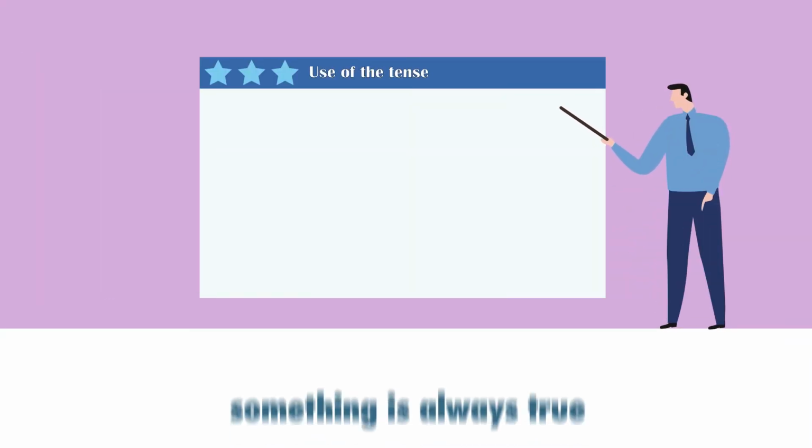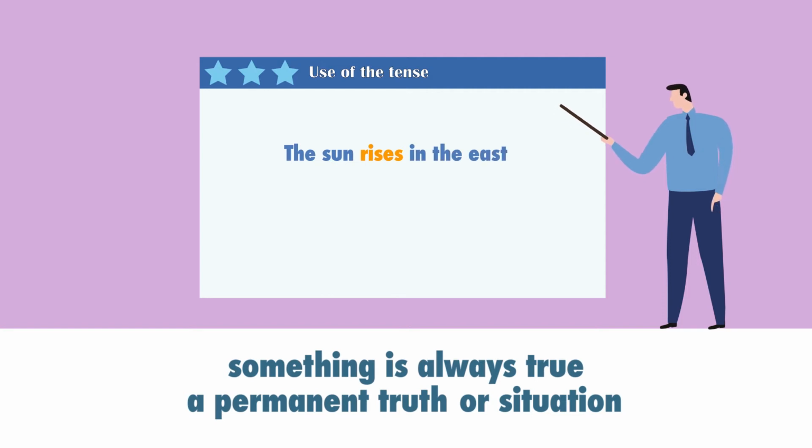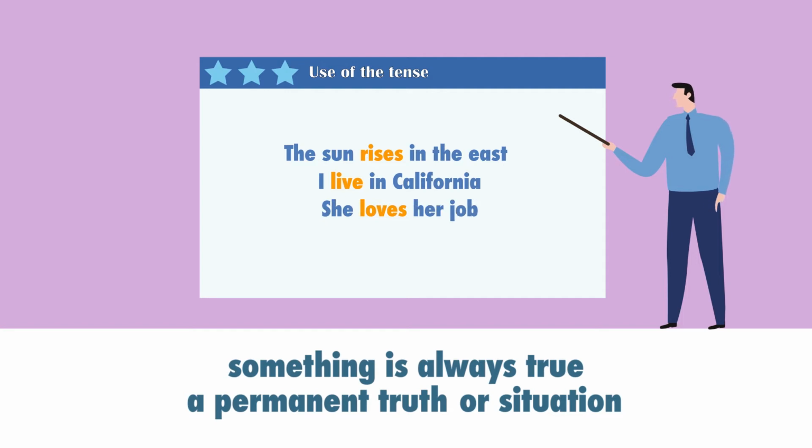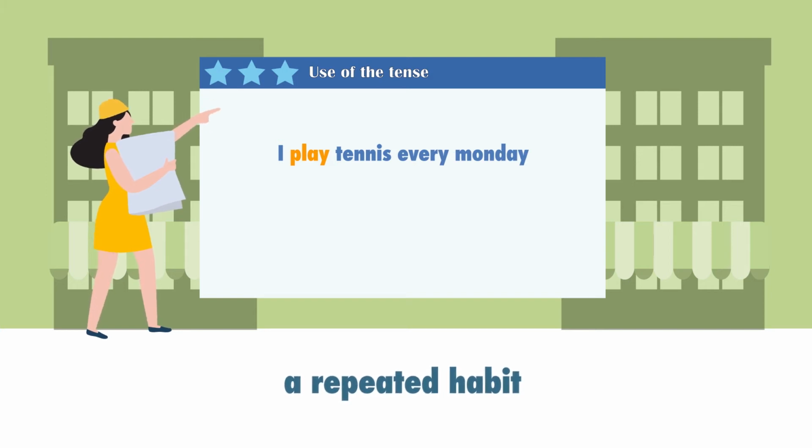Now, when do we use this tense? Well, we use it to say that something is always true, a permanent truth or a permanent situation. For example, the sun rises in the east. I live in California. She loves her job. These are situations which don't change. We also use it to show a repeated habit. I play tennis every Monday. I never smoke. I often drive to work.